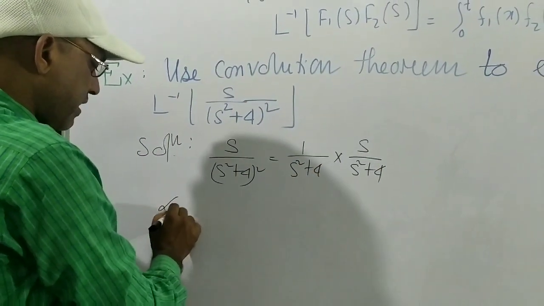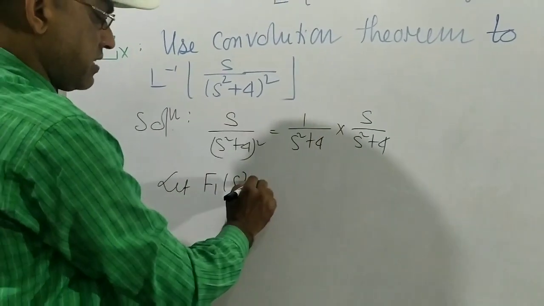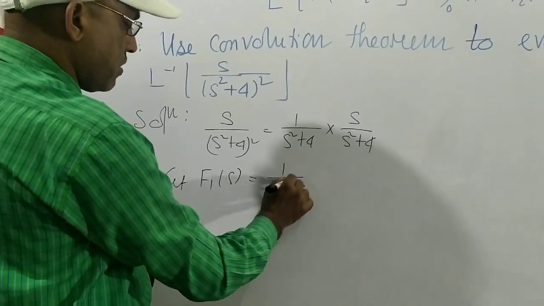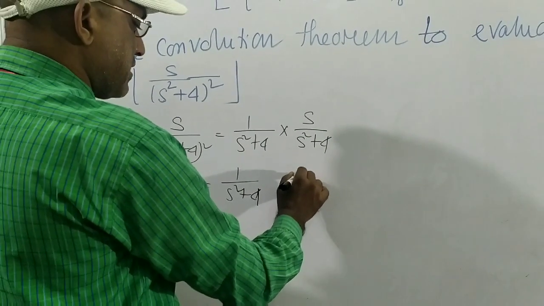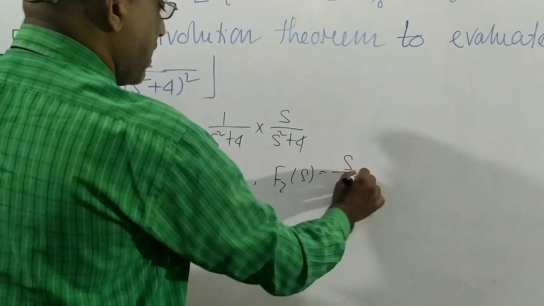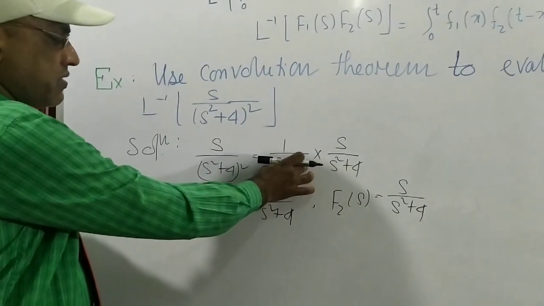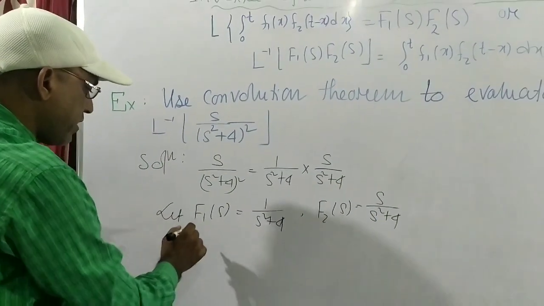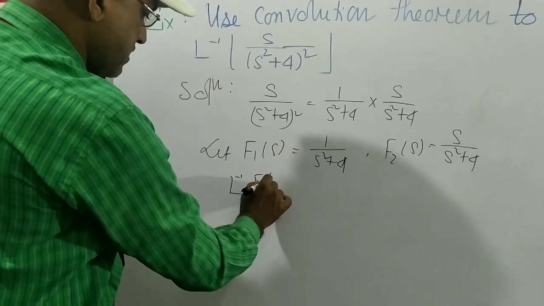So let F1(s) equal 1 by s square plus 4, and F2(s) equal s by s square plus 4. This factor we consider F1(s) and this one we consider F2(s). Now we take the inverse Laplace transform on both sides.